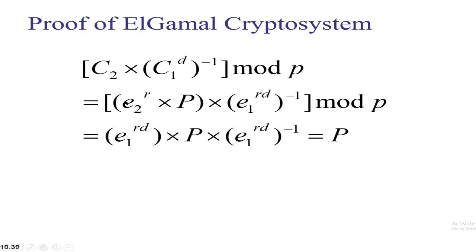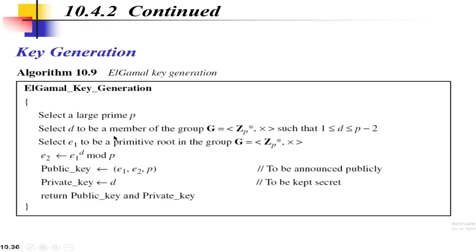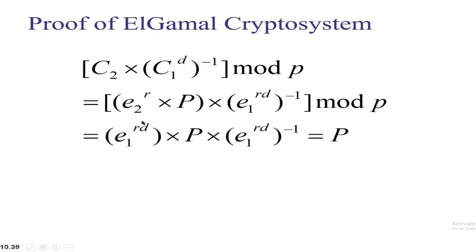Now again we know that in the key generation phase, E2 equals E1 to the power D, so we put that value here, and R is also multiplied, giving RD, times P times E1 to the power RD inverse. So E1 to the power RD and E1 to the power RD inverse cancel out, so we get the plaintext. This is the correctness of the ElGamal crypto system.